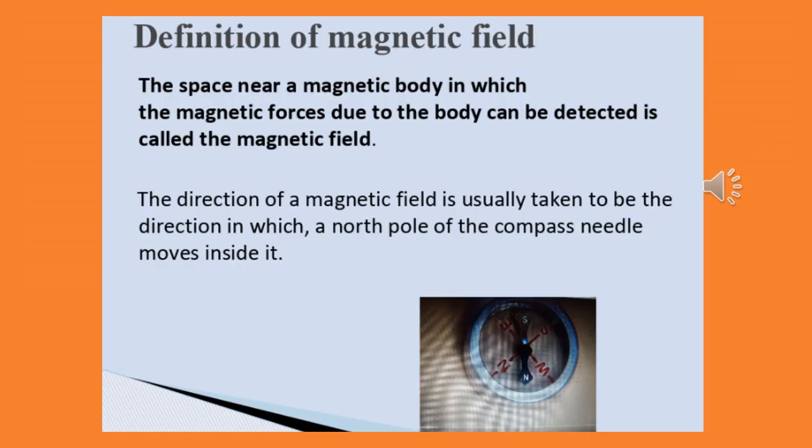Now, what is a magnetic field? The space near a magnetic body in which the magnetic forces due to the body can be detected is called a magnetic field. The direction of the magnetic field is usually taken to be the direction in which the north pole of a compass needle moves inside it. The direction is always pointed from the north pole to the south pole of a magnet.